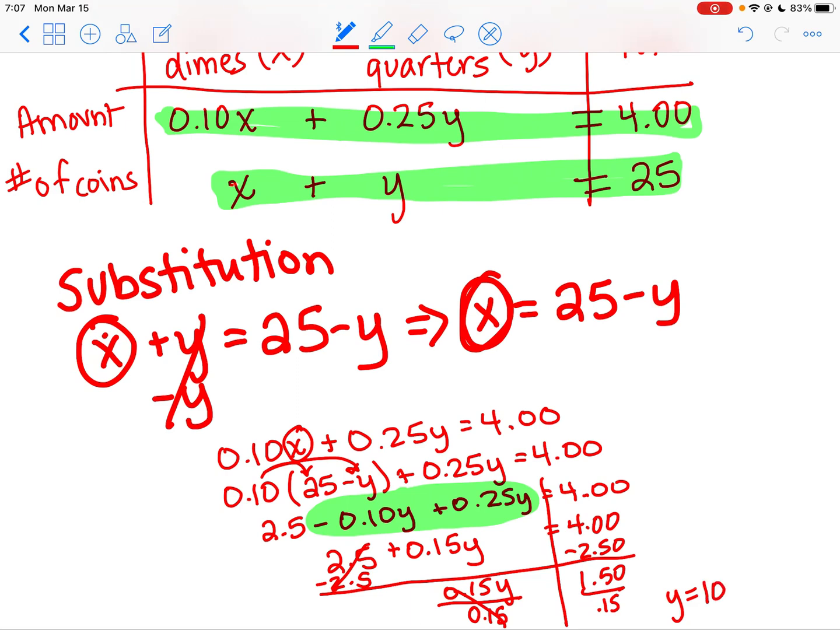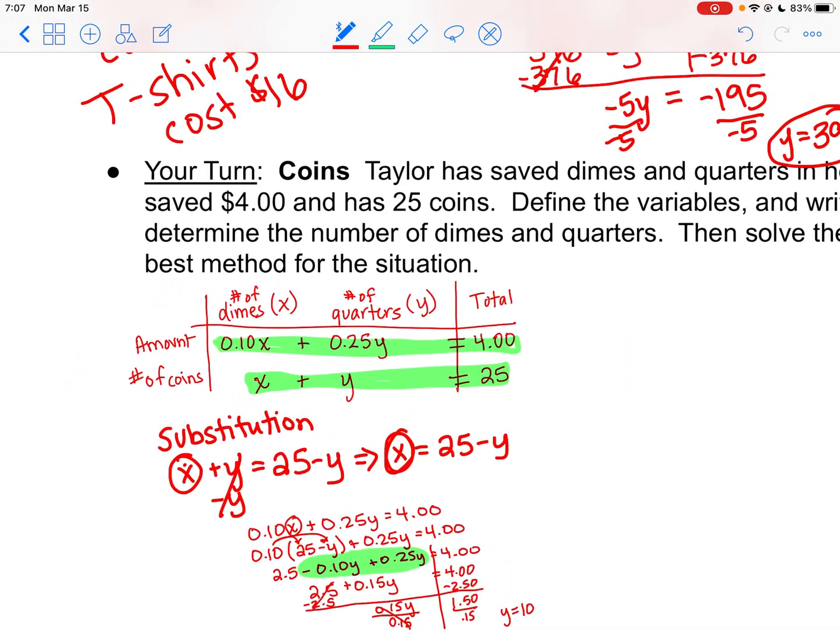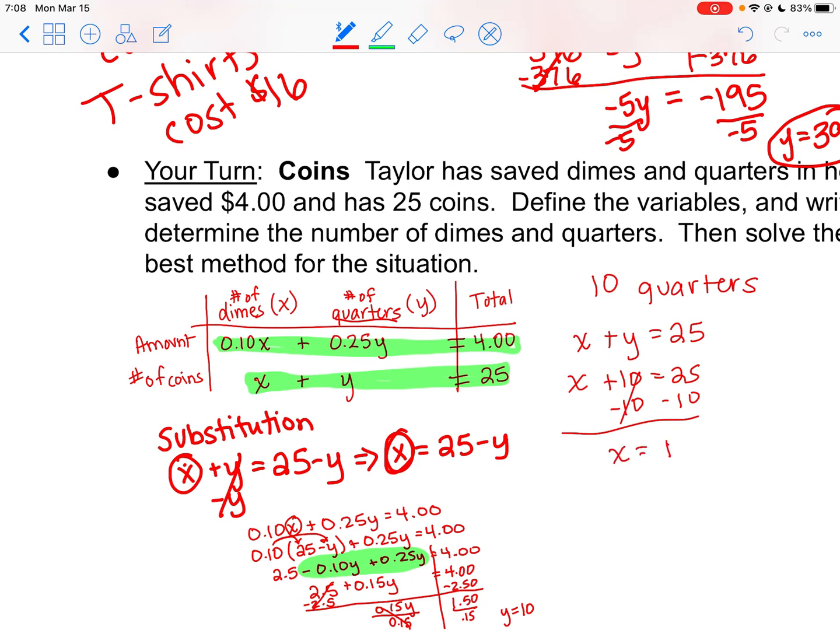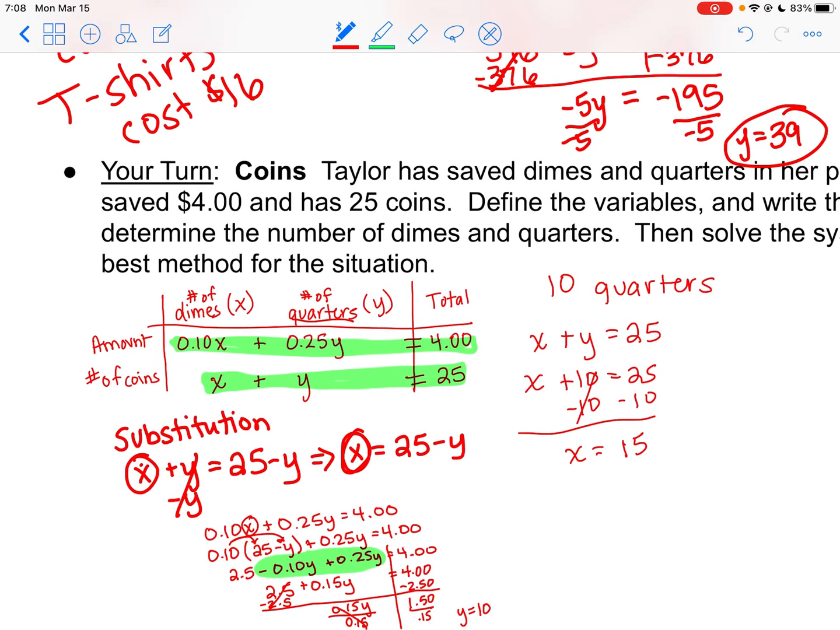So now I know that Taylor has saved 10 quarters. Now if I look at these two equations, the number of coins is definitely going to be easier: X plus Y equals 25. If I know that Taylor has saved 10 quarters, I need to know how many dimes are in that collection. If I plug it into this equation, I can find that the number of dimes is 15. So this would be 15 dimes.